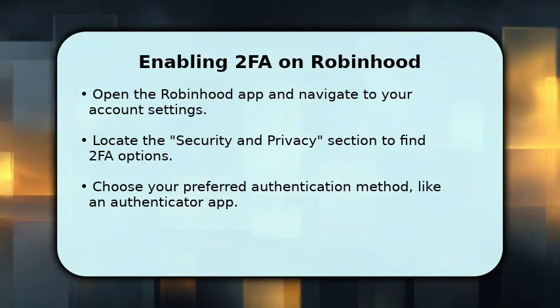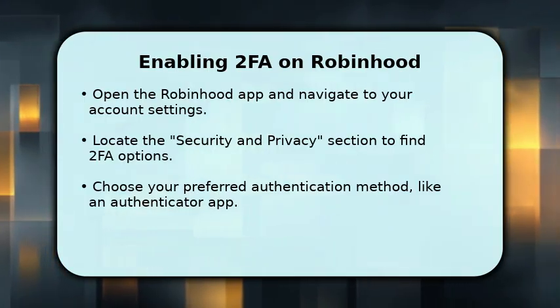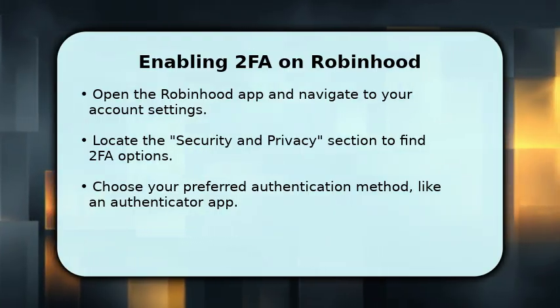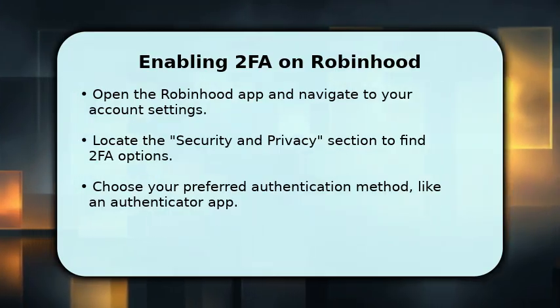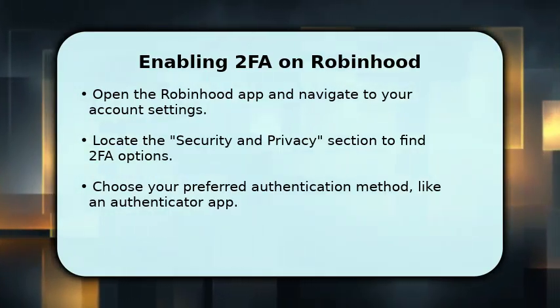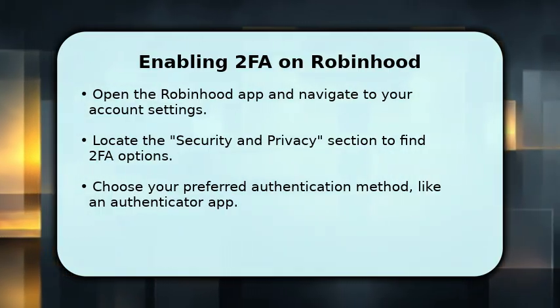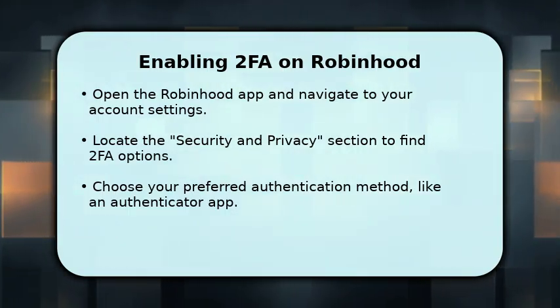To begin, open your Robinhood app and tap the account icon in the bottom right corner. From there, select the Settings option. Next, you'll find Security and Privacy, where you can access the two-factor authentication settings. Here, you will choose your preferred method, such as using a dedicated authenticator application for generating codes.